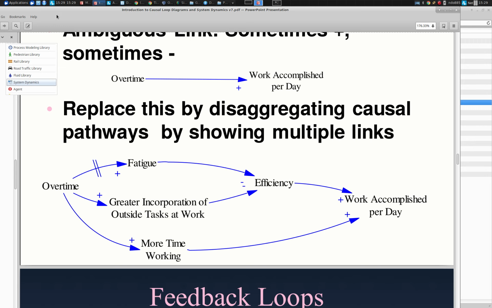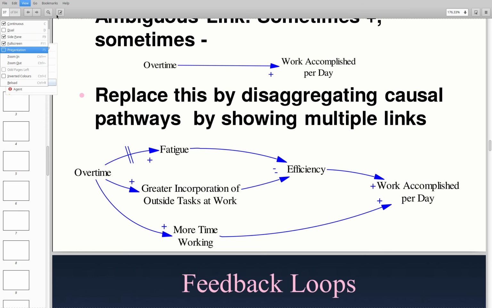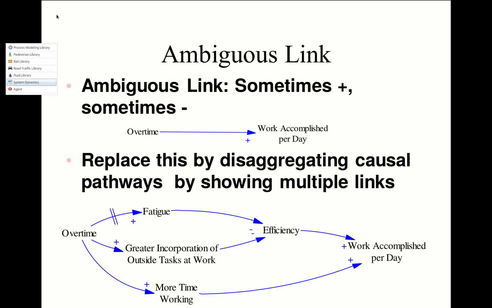So let's take a case, and I'll make this full screen so we can see this in greater clarity. When we have an ambiguous link, something that sometimes seems plus, sometimes minus, you really want to think about what causes it to be unknown. Often, but not always, it is associated with multiple pathways between these things, and intervening mediating variables.